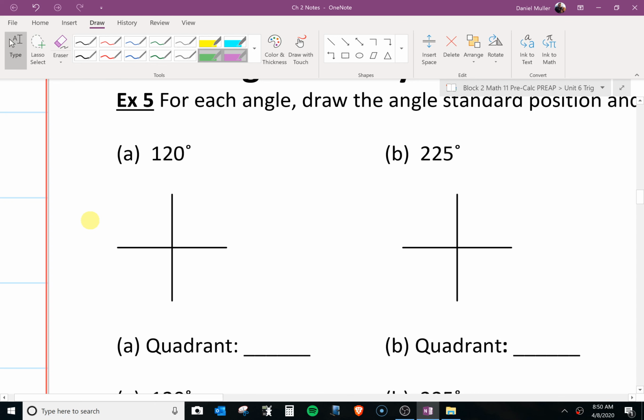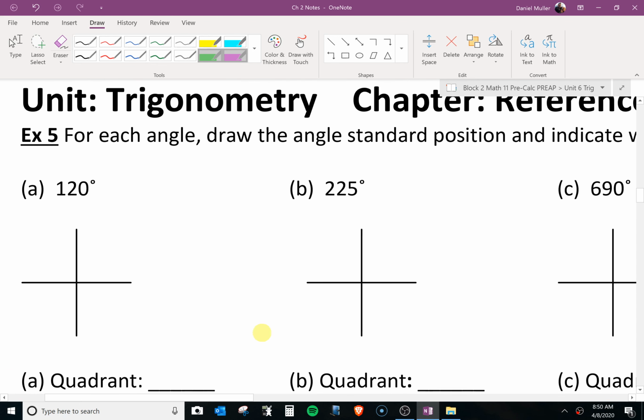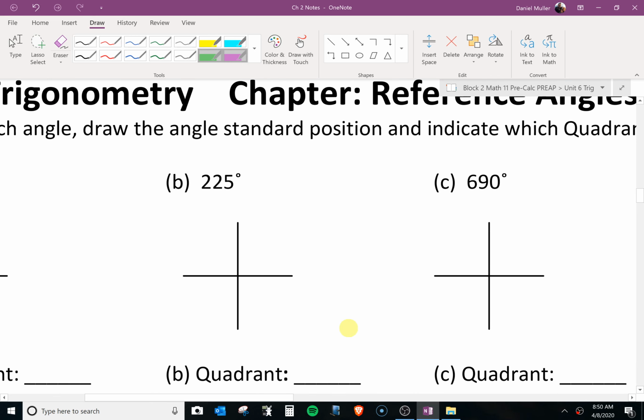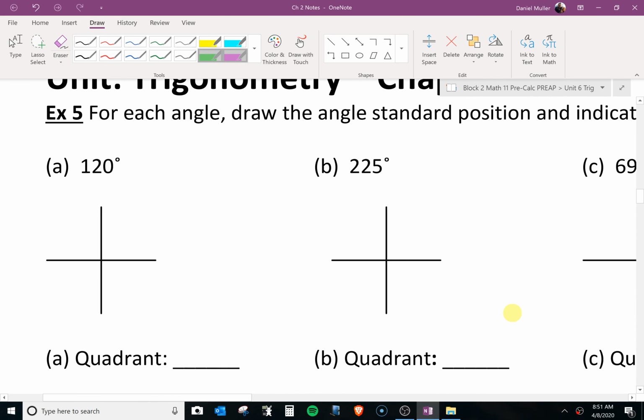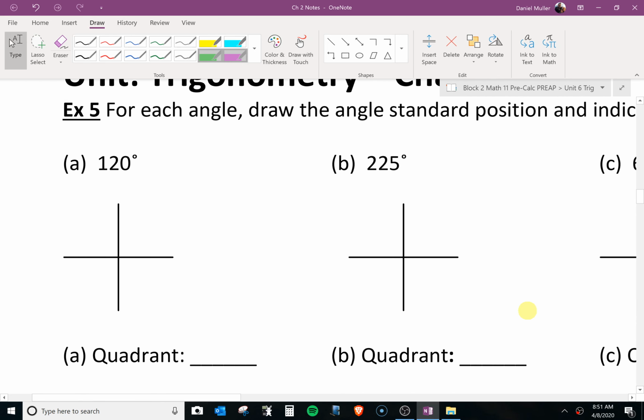Example 5. For each angle, we're going to draw the angle in standard position, so they want us to draw it. Indicate which quadrant it is in. Okay. So 120. How do you draw those? Again, I like to label 180 and 90, the ones that are kind of around it. Halfway in between, you start memorizing these. Halfway in between is going to be the 135. And so 120 would be something less than that.